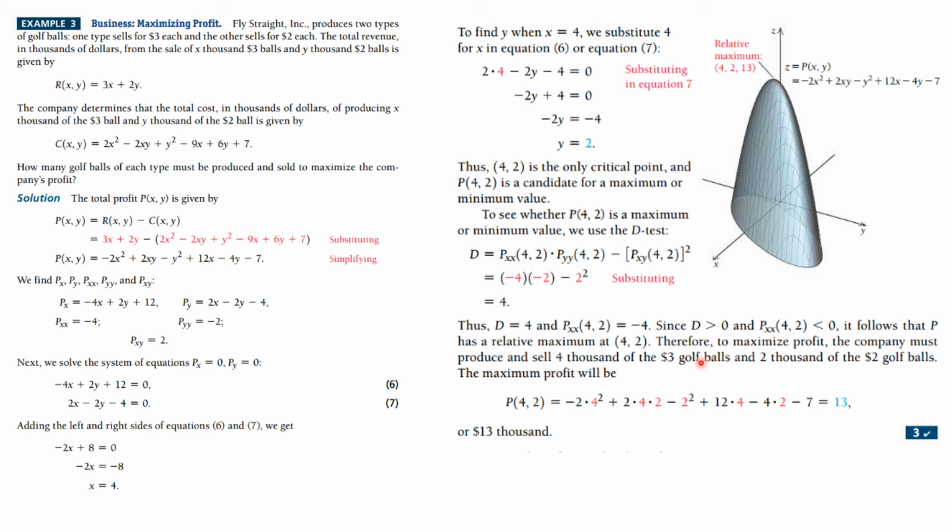Therefore, to maximize profit, the company must produce and sell 4,000 of the $3 golf balls and 2,000 of the $2 golf balls. And the maximum profit will be, and you'll plug this into your original equation for the profit, which is up here, and do the calculation, and we'll get $13,000.